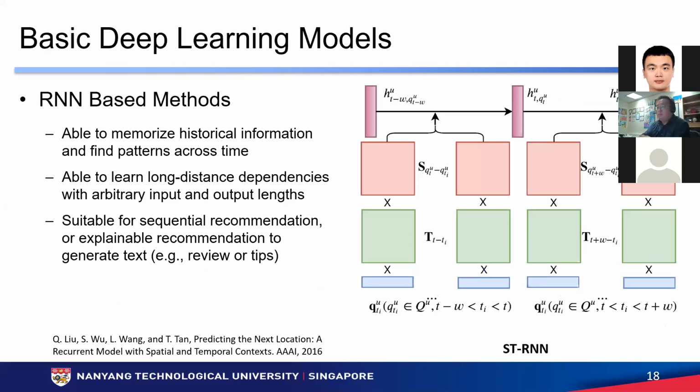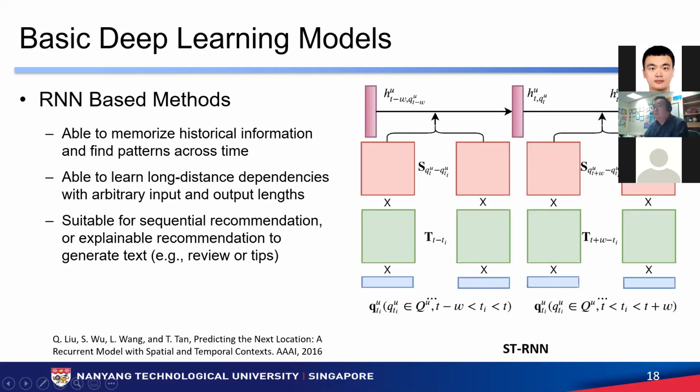And also another method is the RNN-based method, the recurrent neural network. And this recurrent neural network has been introduced mainly for temporal recommendation and sequential recommendation. For example, the next item recommendation. For example, this model, which is STRNN. This is proposed for the next location recommendation, and it models both the temporal and the spatial context in each of the layers, with the time specific as well as distance specific transition matrices.